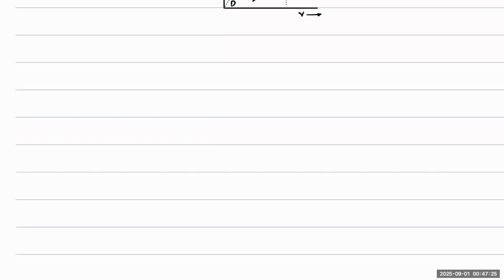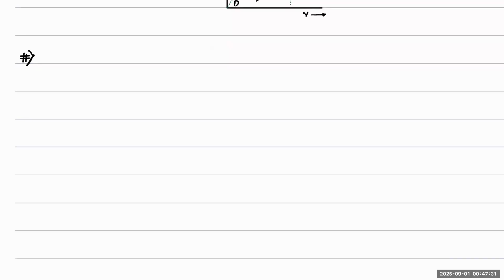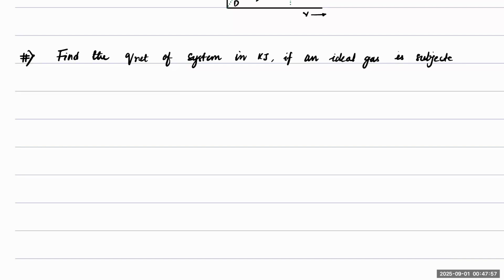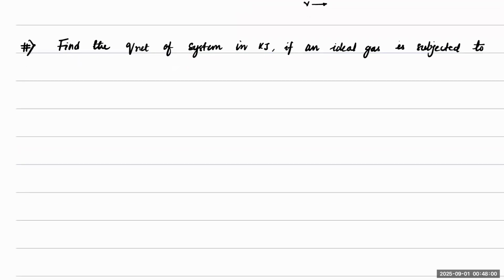Okay. So let's work on a simple question first. Everyone, work it together now. Find the Q net of the system in kilojoules if an ideal gas is subjected to the following cyclic process.